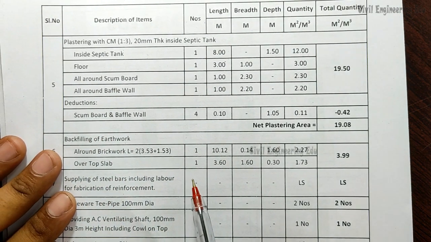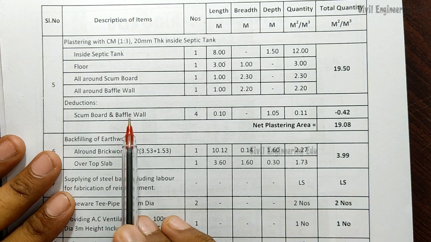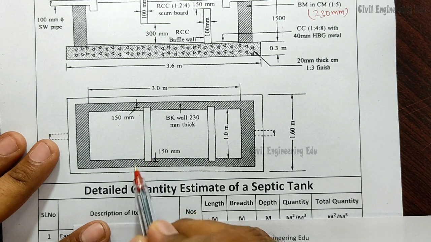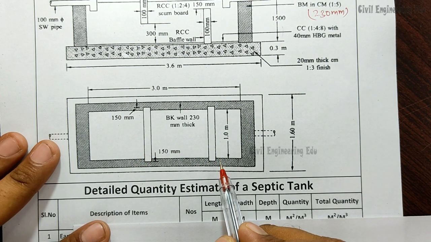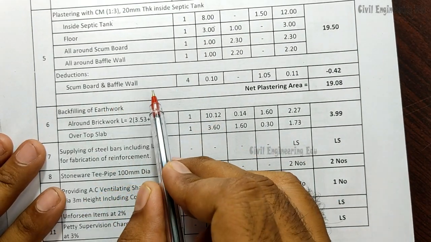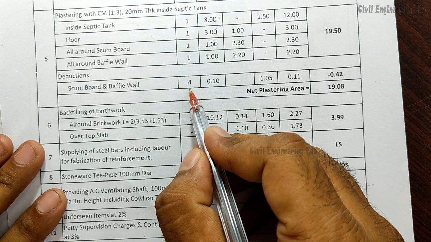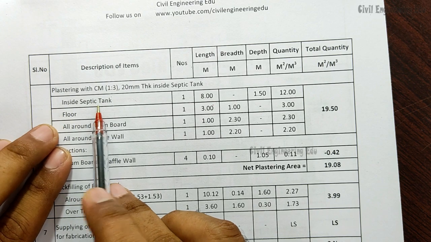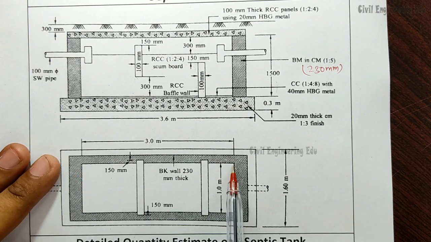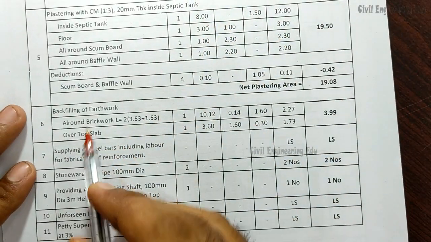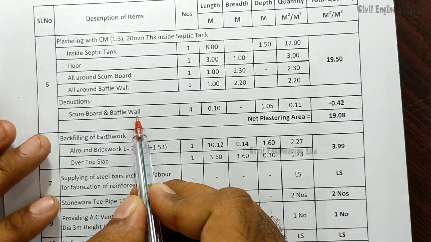What is that deduction? This deduction is for the scum board and baffle wall, these two are in contact with this wall, right? This wall and this wall, these two are in contact with this wall. So scum board and baffle wall deductions. Why we are doing this deduction: inside the septic tank we have directly calculated the complete perimeter length. So completely we have calculated like this, right? So this portion we have to deduct, this portion, this portion, and this portion. So that is this deduction, scum board and baffle wall which is in contact with the wall.